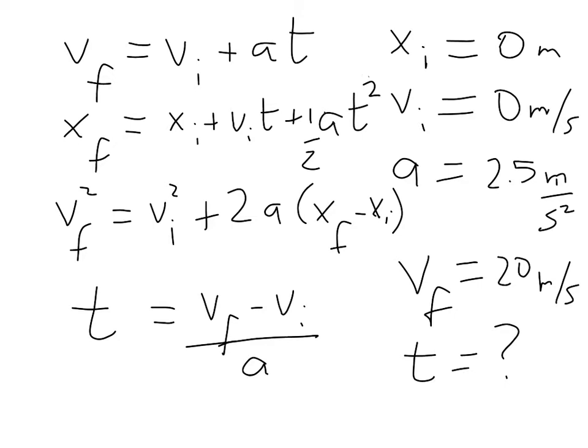We can now plug in the numbers. We see that V final is 20, V initial is 0, and the acceleration is 2.5. Therefore, this will simplify to 20 divided by 2.5, which gives us a time of 8 seconds. This is the answer to the first question: how long does the officer accelerate?